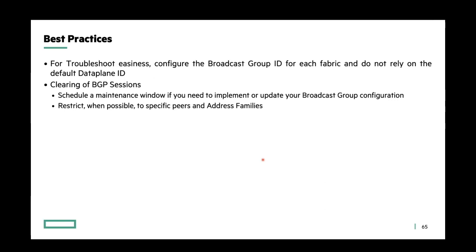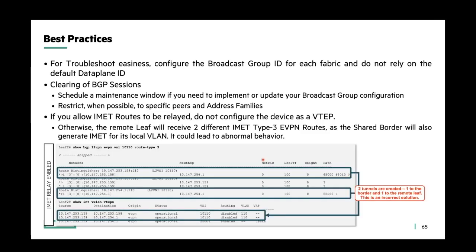The second best practice is about the clearing of the BGP session. Obviously, schedule a maintenance window when you need to modify or implement the broadcast groups. Then it's also a best practice, when possible, to clear the BGP session only with specific peers or only on a specific address family. Otherwise, if you do a clear BGP star, all BGP peering for all address families will be impacted.